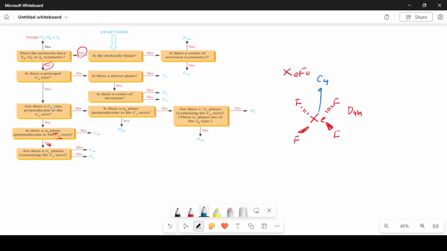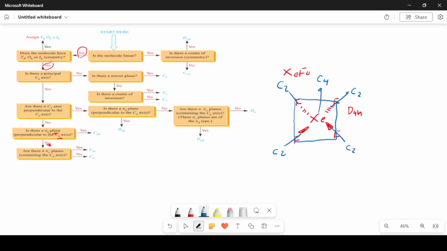Are there n C2 axes perpendicular to the Cn axis? Yes. And that is ito. Yung mga C2 natin, we have 4 actually. 4 C2 axes. Ayan. And then, is there a sigma h plane perpendicular to the principal axis? And the answer is yes again. Why? Because we have here. Ito. And it is perpendicular.